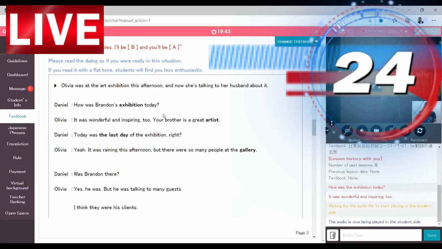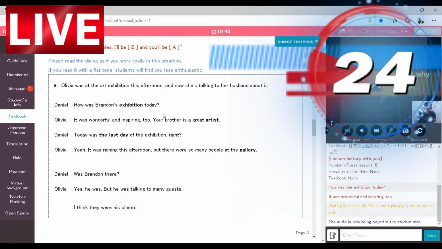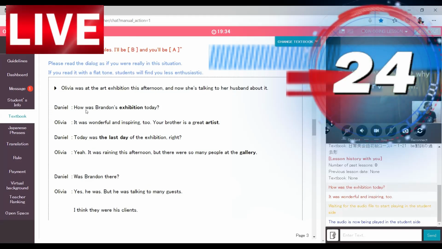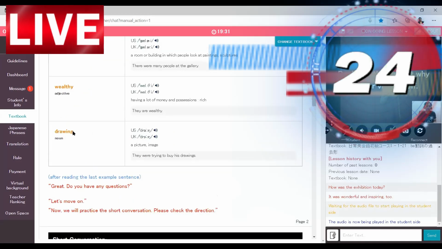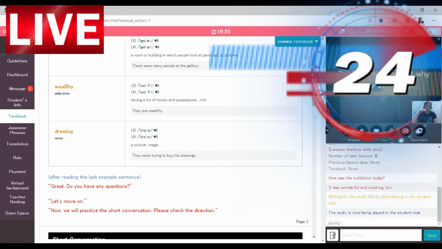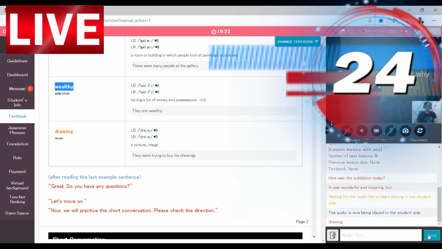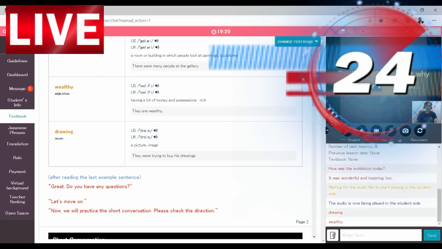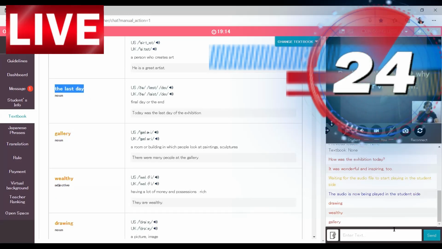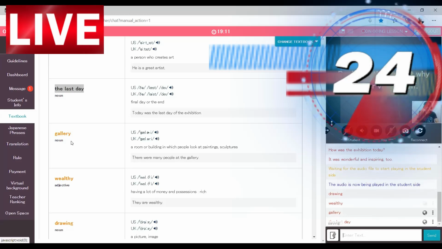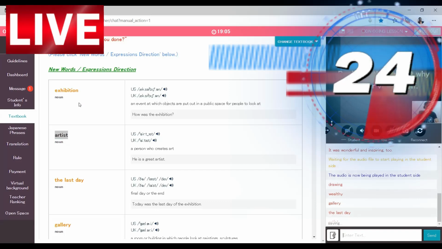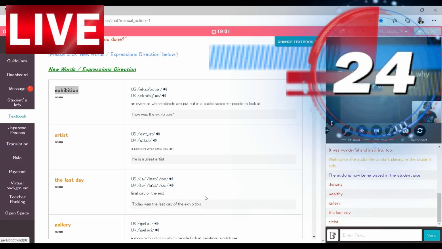Olivia was at the art exhibition this afternoon, and now she's talking to her husband about it. How was Brandon's exhibition today? It was wonderful and inspiring too. Your brother is a great artist. Today was the last day of the exhibition, right? Yeah. It was raining this afternoon, but there were so many people at the gallery. Was Brandon there? Yes, he was, but he was talking to many guests. I think they were his clients. Right. His clients are very wealthy. Maybe they were trying to buy his drawings.